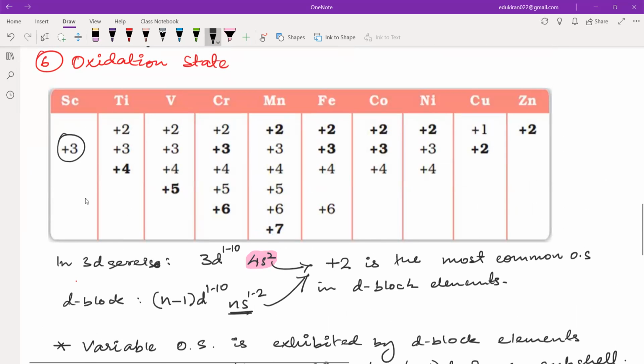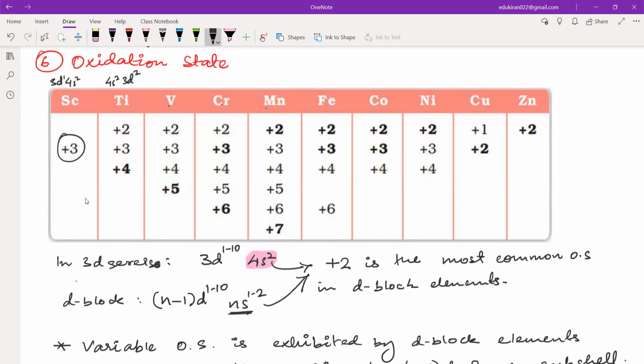Now, next thing that you can see about the highest oxidation state. Scandium has 3d1 4s2. Titanium will have 4s2 3d2. So it has 3 valence electrons. Titanium has 4 valence electrons. Vanadium has 5 valence electrons. Chromium has 6 valence electrons, and manganese has 7 valence electrons.